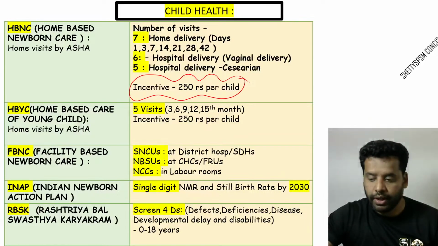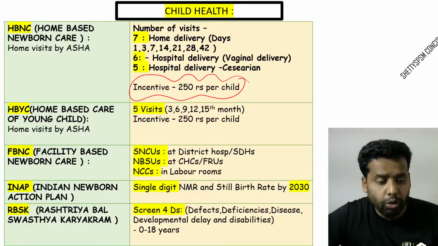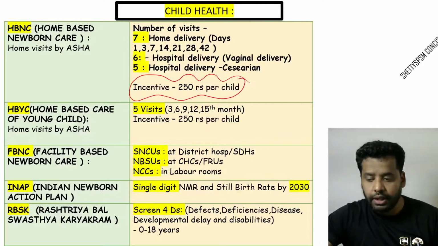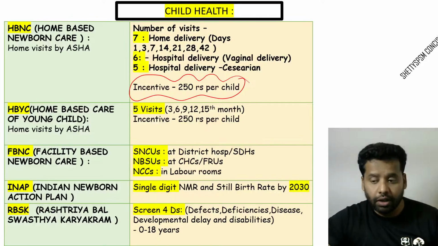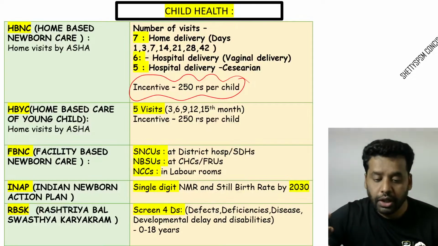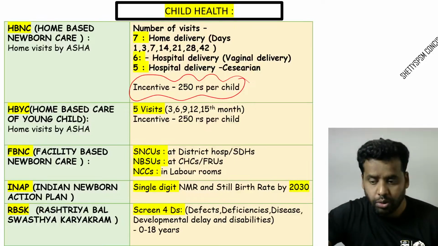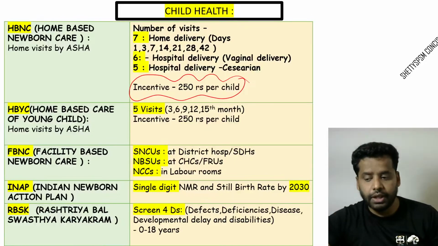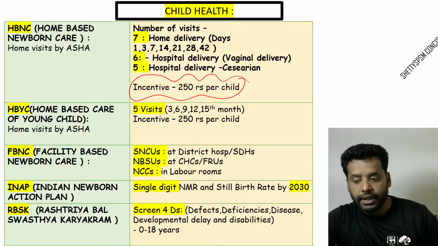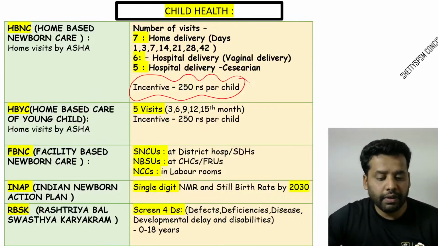Home-based care of young child is totally different from home-based newborn care. So what is the main thing? Here the Asha worker will train or counsel the mother on nutrition. Total 5 visits are there, starting from the third month, then every 3 months once: 3, 6, 9, 12 and 15th month.